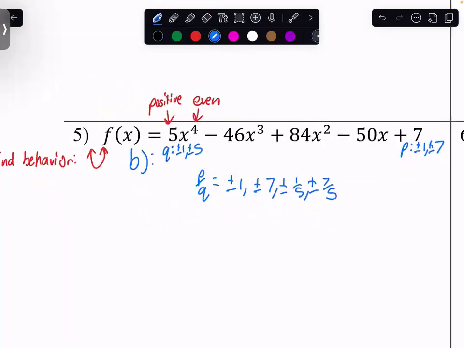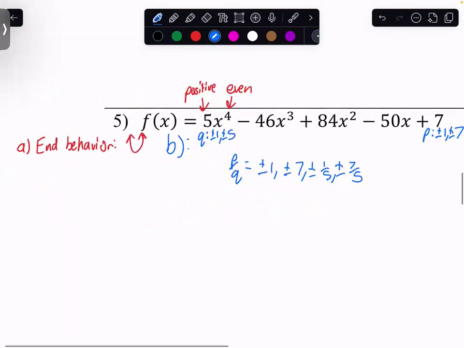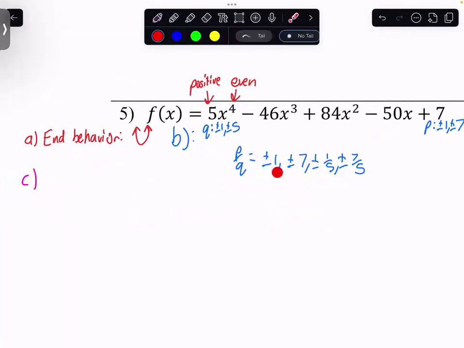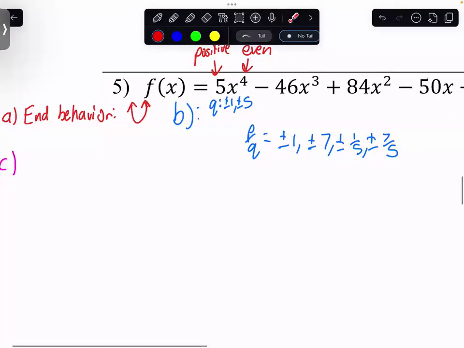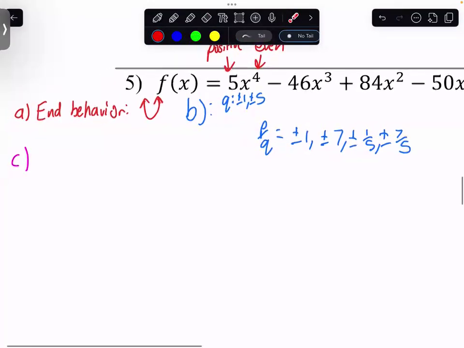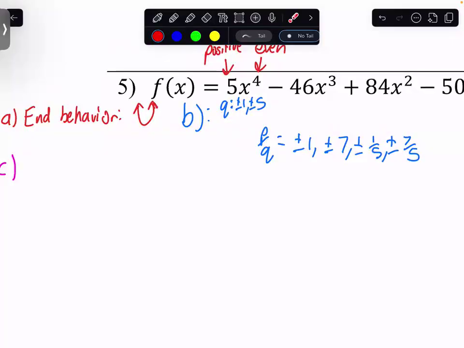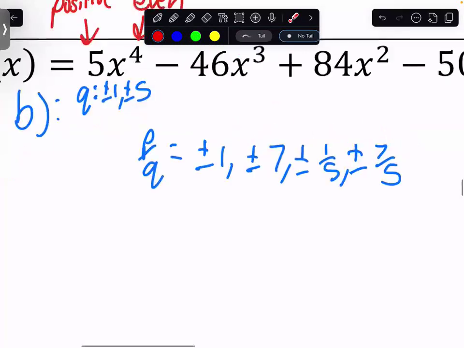Okay, so now part C. Here we need to find the actual roots. So this time we have 8 options: +1, -1, +7, -7, +1/5, -1/5, +7/5, -7/5. Yeah, we just gotta guess until we find something that works. So go ahead and just pick a number for us. Not here today. Ginny, can you just pick one of these numbers?